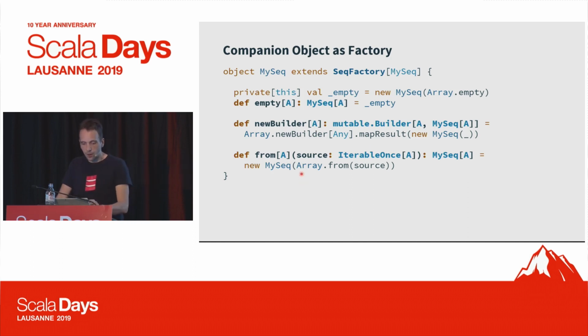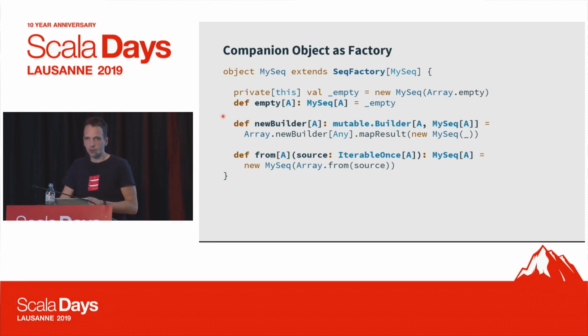So array already has a from method, so we can reuse it and we just wrap it in a MySeek. And we're done. New builder works the same way. We have to return a builder. The reason why we have new builder in addition to from is because for strict collections, it's usually more efficient to use a builder. So you always have both.